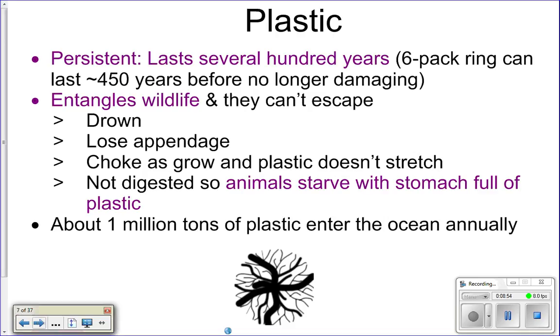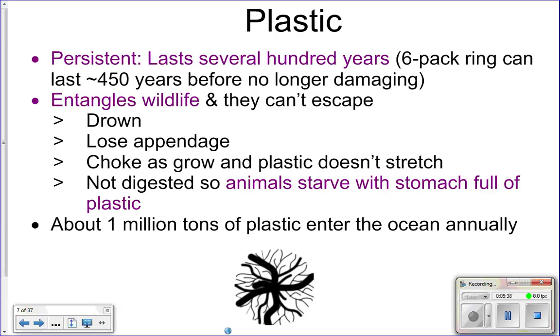Most of the things that you just saw were plastic. Most of the trash that we find in the ocean and on our shorelines is plastic. And the problem with plastic is that it is persistent. It lasts for several hundred years. A 6-pack ring holder for a 6-pack of beer or soda will be in the ocean for about 450 years before it's no longer considered to be harmful to the environment. After 450 years, it's still there, but it's just not considered to be damaging at that point.